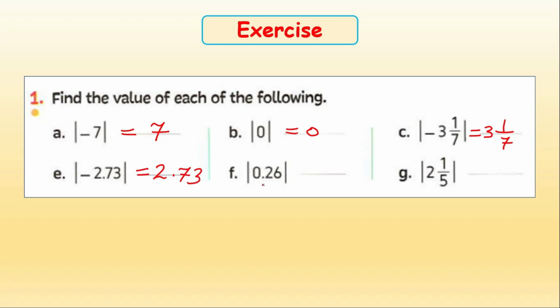Letter F, absolute negative 0.26 equals what? The absolute is the same number, 0.26. Absolute 2 and 1 over 5 equals the same number, 2 and 1 over 5.